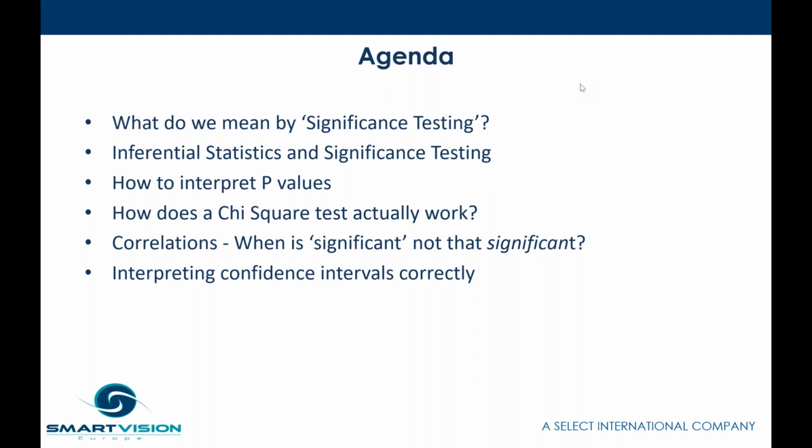How does it come up with this number? And then we're going to look at examples of when something is deemed to be statistically significant, but actually isn't that significant in reality. And that allows us to introduce correlations. And finally, we're going to look at confidence intervals.